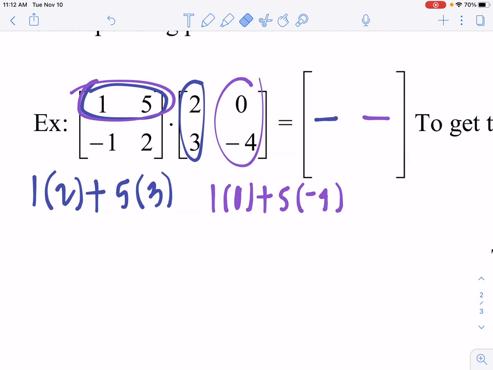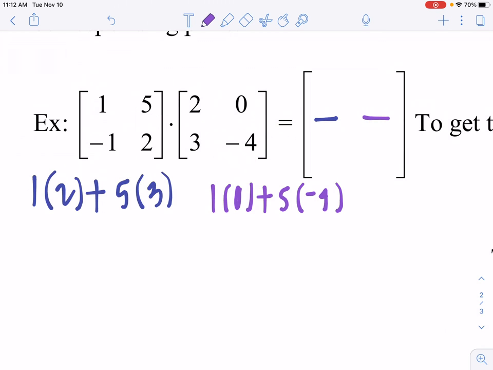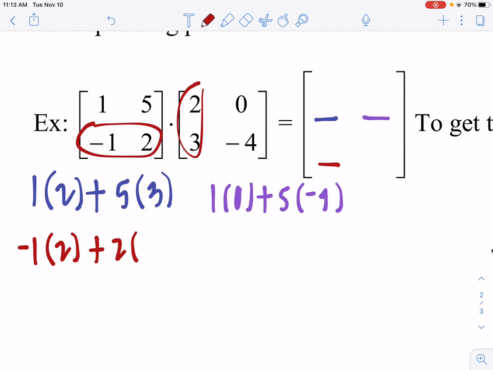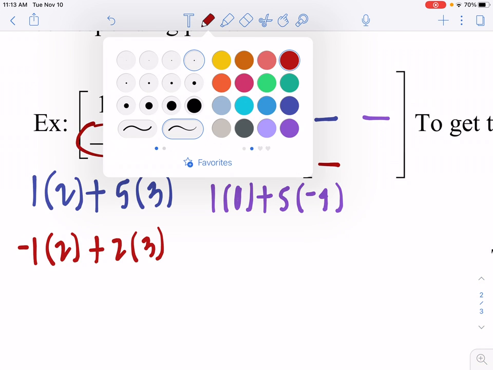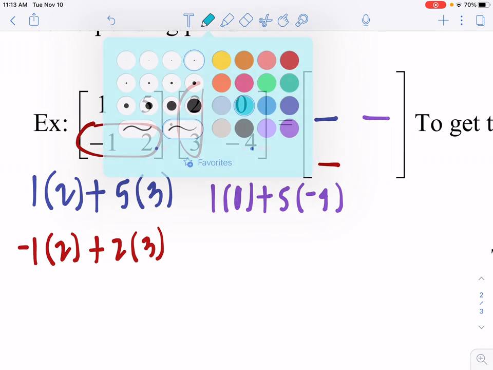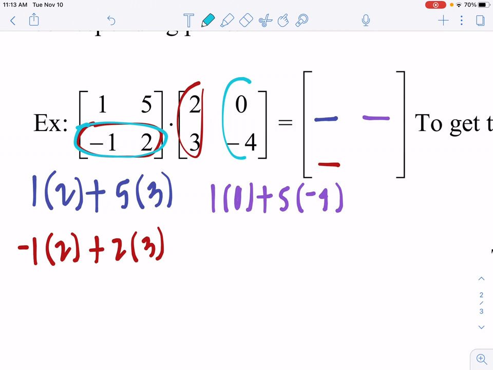Okay? And so once you do that, then you're going to take this second row and do the same thing basically. So we're going to do negative 1 times 2 plus 2 times 3. We're going to take the second row again and do the second column. 1 times 0 plus 2 times negative 4. That's going to go there.